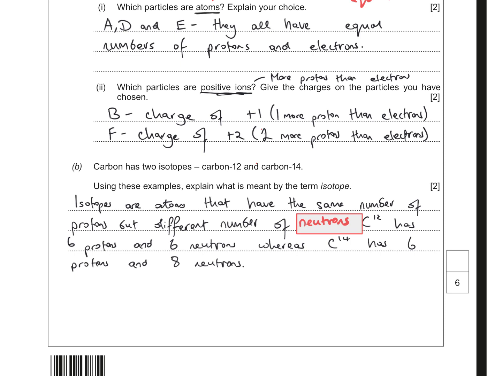I know that they have got 6 protons because if I were to look at the periodic table, my atomic number, my small number, is 6, and I've worked out the number of neutrons by taking away those numbers. So I know 12 take away 6 is 6 neutrons there, and 14 take away 6 is 8 neutrons.